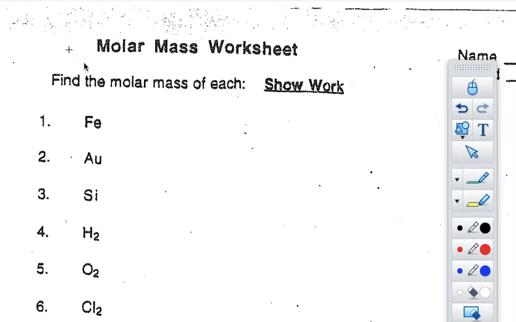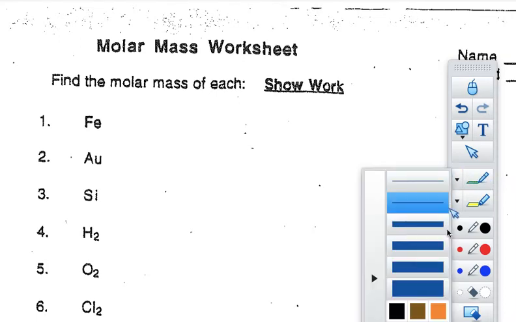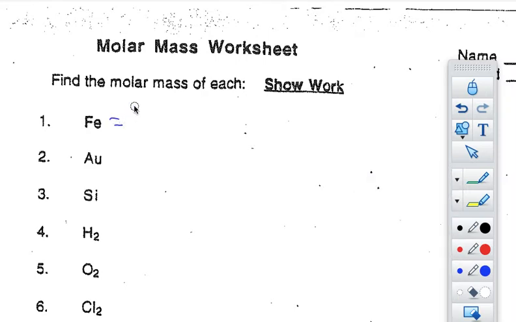So if I did something like Fe, I look on the periodic table. I'm going to write it in blue. Fe has a molar mass of about 55.85 grams. And please do use grams. Put that unit. It's not 55.85 chickens or 55.85 goobly goops. I don't know, make up something funny. But 55.85 grams, okay? These ones are all single elements. Pretty easy, all right?